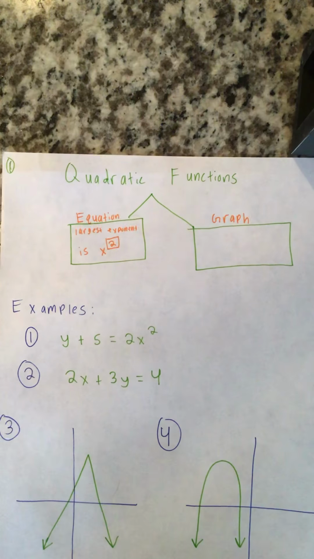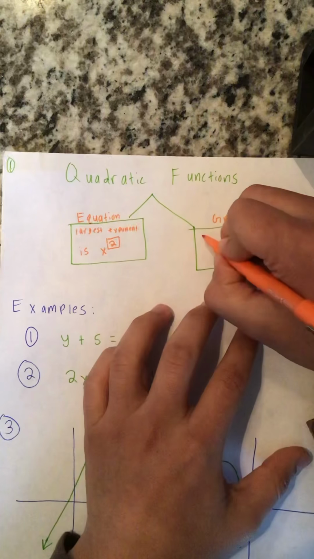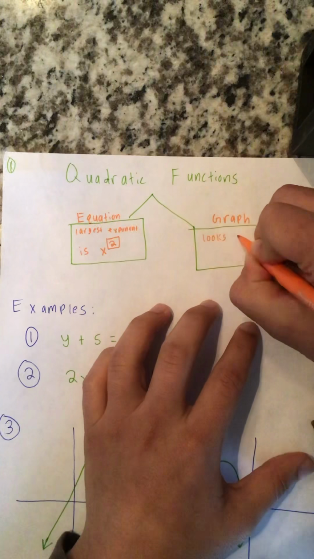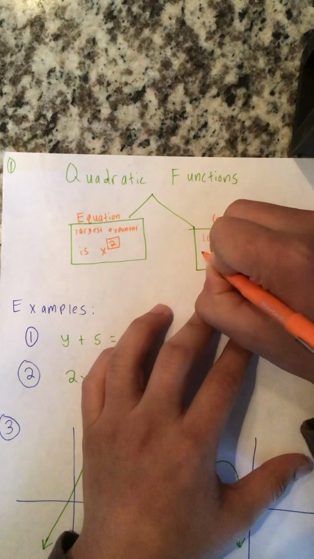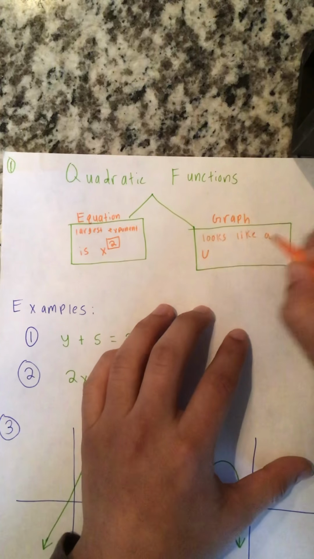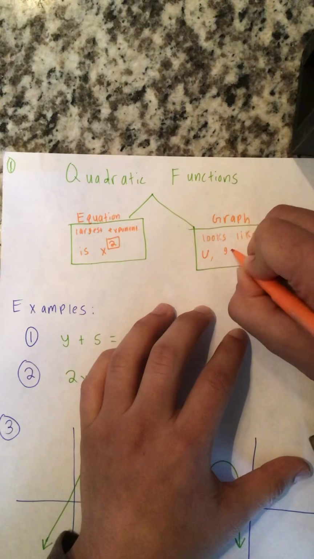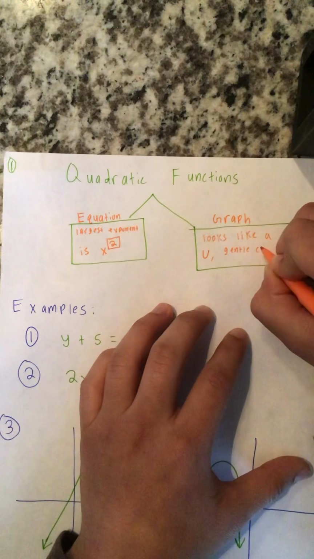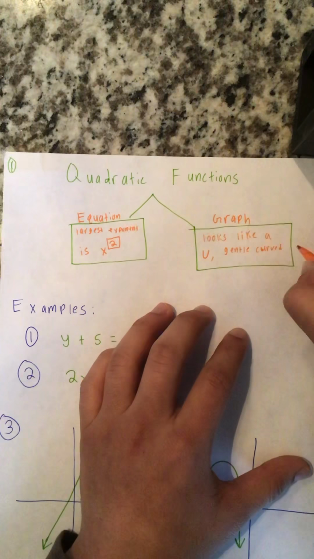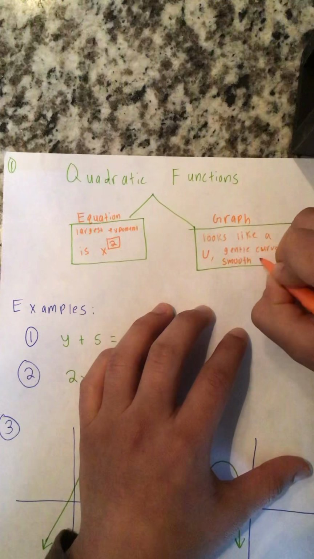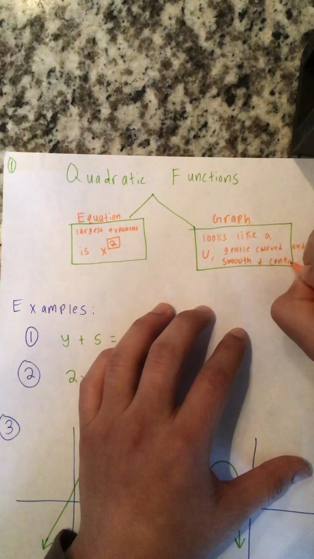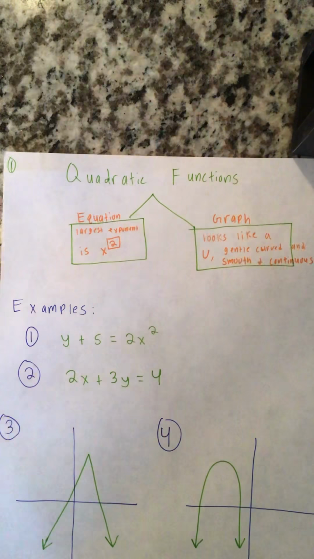If we're looking at a graph, it looks like a U shape most of the time, okay? But mainly it has a gentle curve, and it's smooth and continuous. Okay? It's smooth and continuous. So it makes kind of like a U shape.